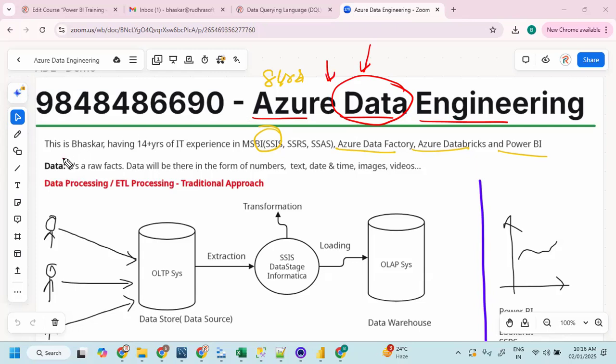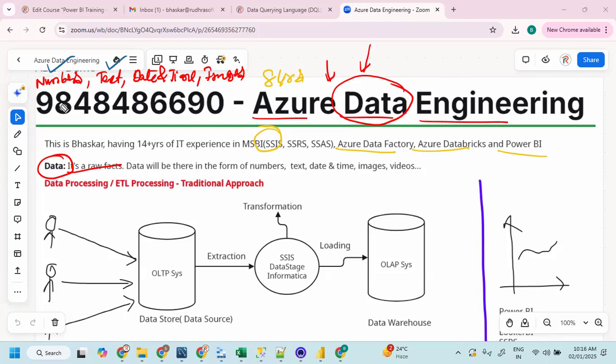So what is this data? Data is raw facts. So that means there will be numbers and there will be text. There will be dates and times. And even images also come into the data. Audios, videos, all those come under the data. So whenever a person is going to run a business, or if you take any business in the market, we're all going to get this kind of data. We're going to have numbers in the business. We're going to have text in the business.